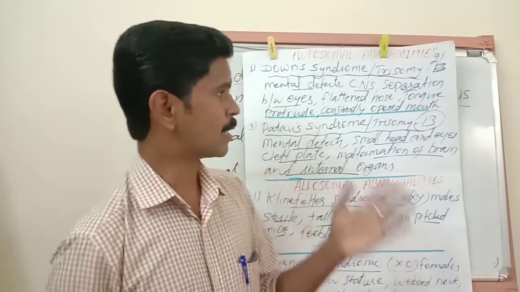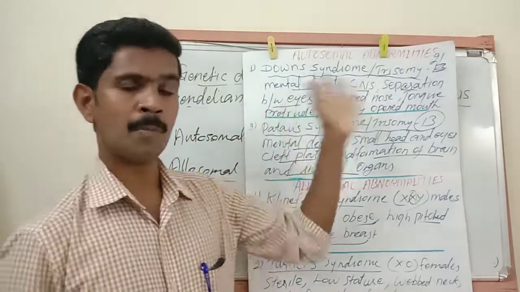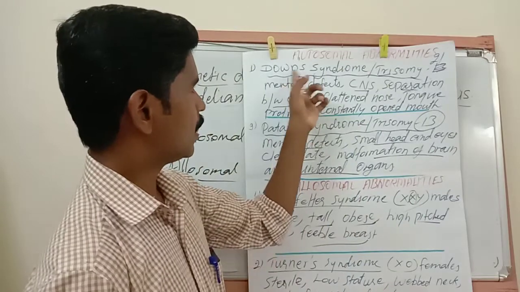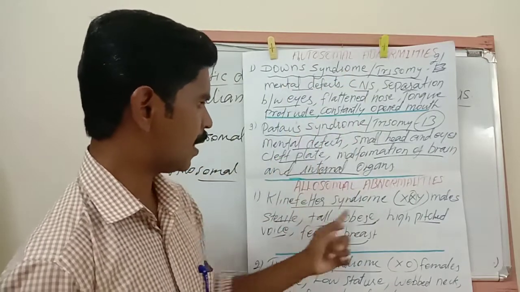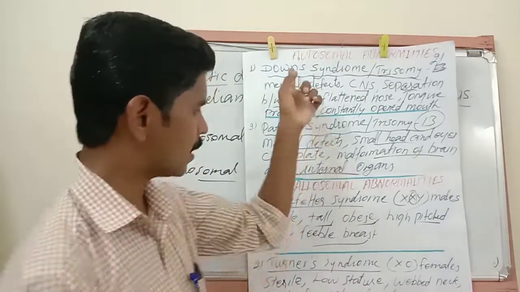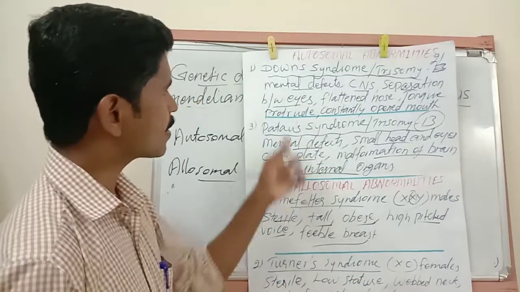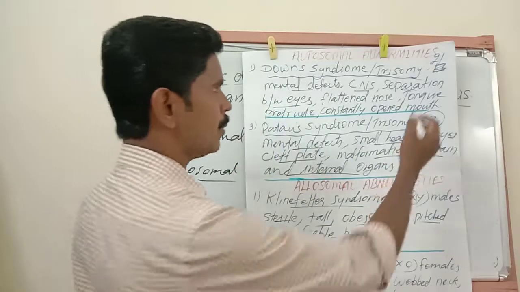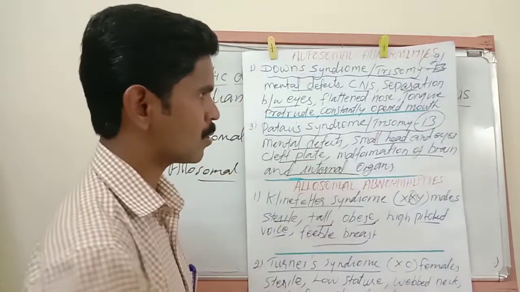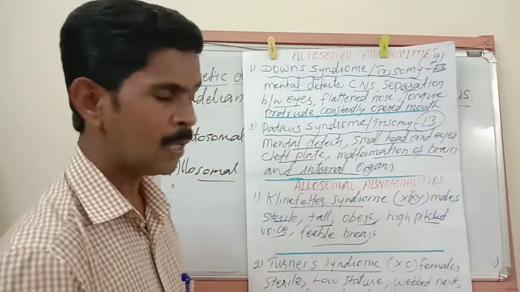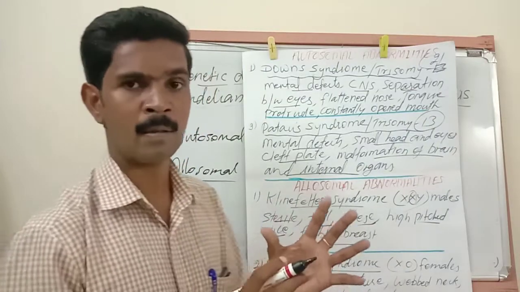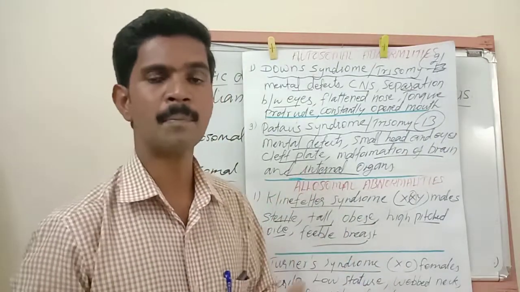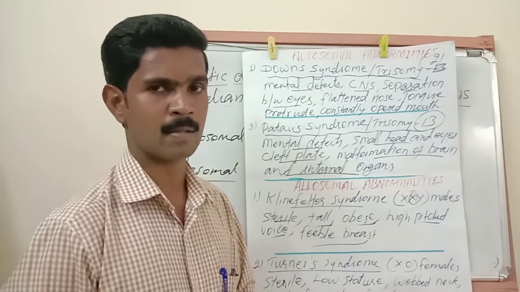Then the next one is chromosomal disorder. Chromosomal disorders also have 4 syndromes: Down syndrome, Patau syndrome, Klinefelter syndrome, Turner syndrome. Together it may be asked as a 5 mark question, or separately as a 2 mark question. Then many 1 mark questions. For example, trisomy 21 is a 1 mark question. Trisomy 13 is a 1 mark question. Then how many X chromosomes are present in a Klinefelter syndrome person? Like that, many 1 mark questions may be asked.